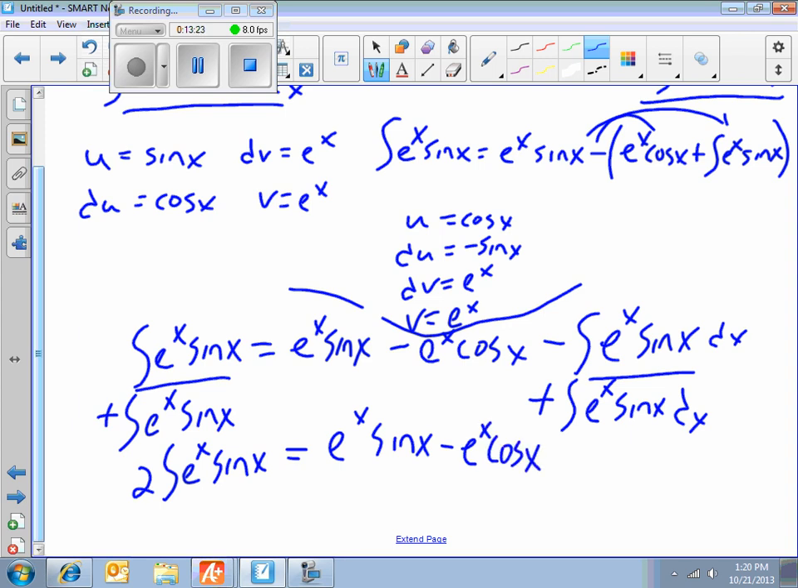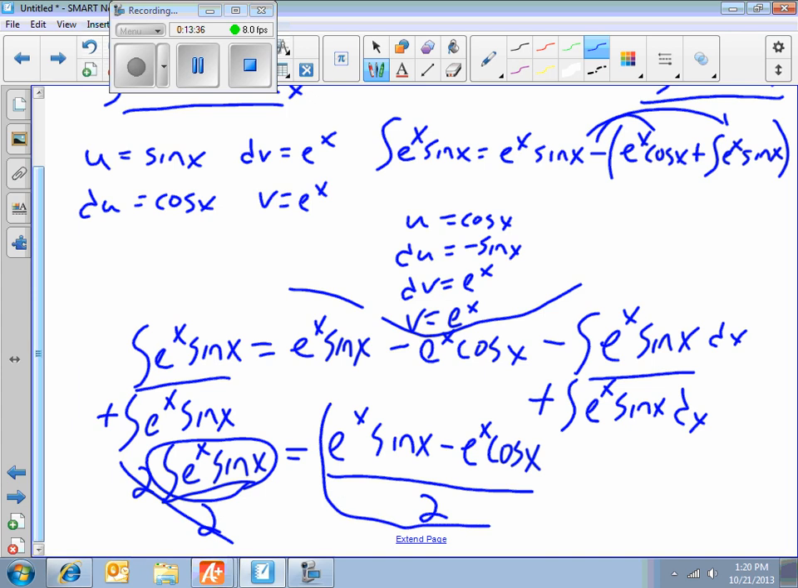My whole point was to figure out what the integral of e to the x sine x is, but now if I divide both sides by 2, those are gone, and I figured out what the integral of e to the x sine x is. It's e to the x sine x minus e to the x cosine x, divided by 2.